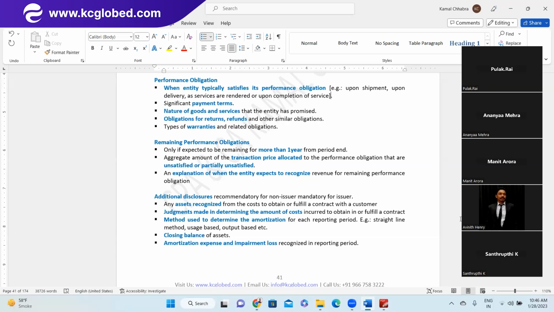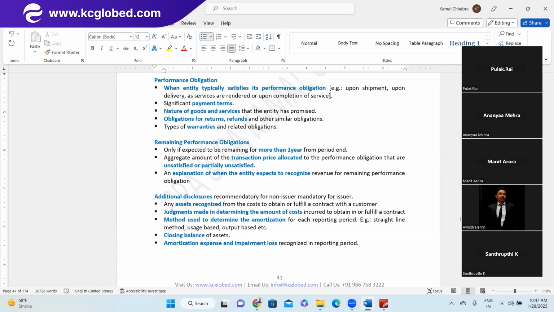Disclosure is required only for commitments or obligations which are due more than 1 year out, or expected to be delivered after 1 year. For example, a construction contract. Do you remember that example we discussed for the construction contract? A 3 year contract, right? In the first year's balance sheet, you need to disclose the remaining performance obligation for that contract.